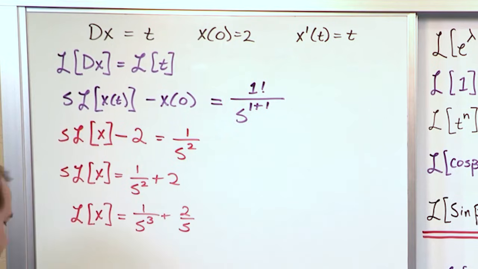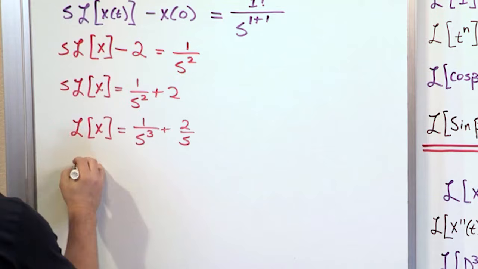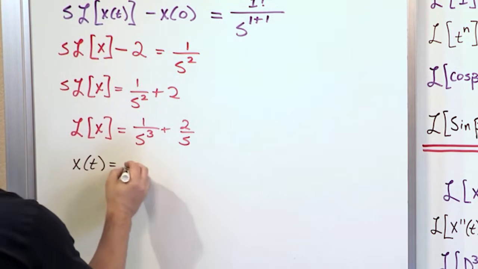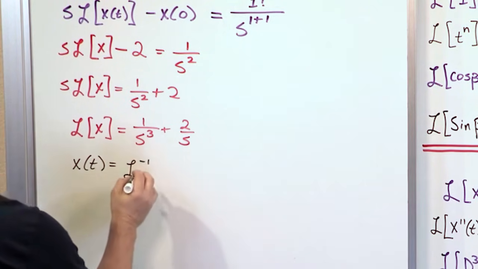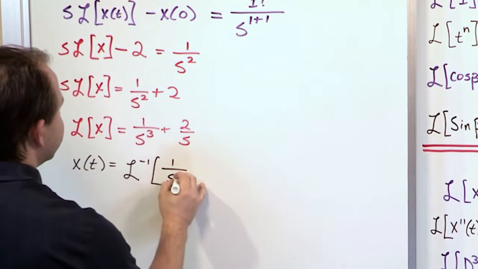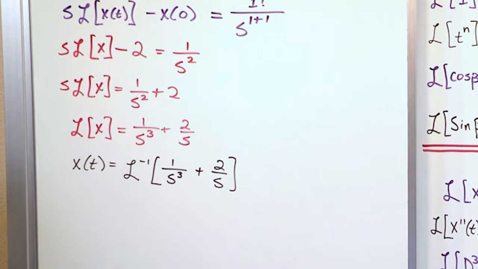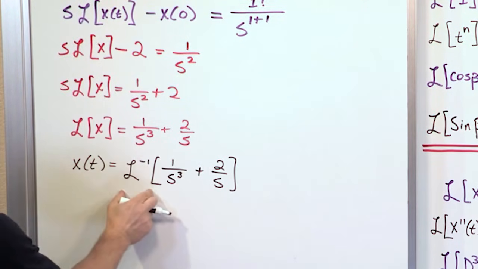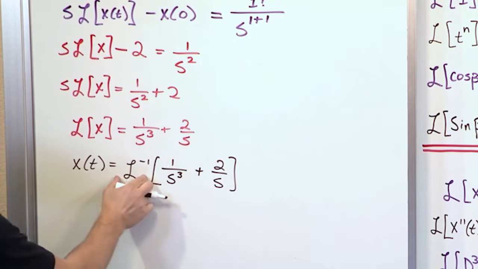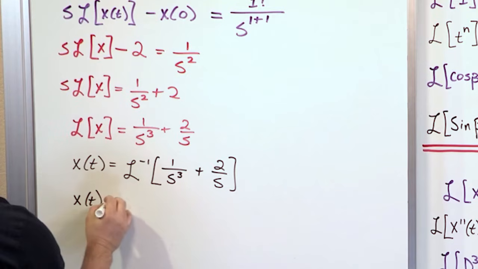So what we need to finally do to get where we're trying to go is we say that x as a function of time is equal to the inverse Laplace transform of this whole enchilada on the right-hand side, 1 over s cubed plus 2 over s. And we've already learned painstakingly that you can take this inverse transform and apply it to this guy, then you can separately apply it to this guy. So that's what we're going to work on now.